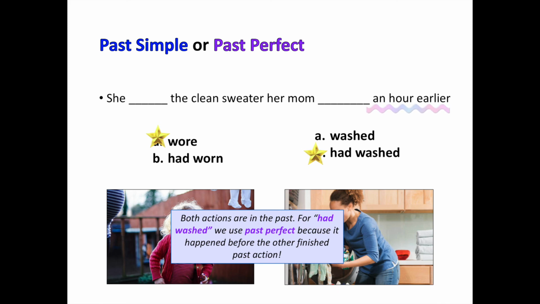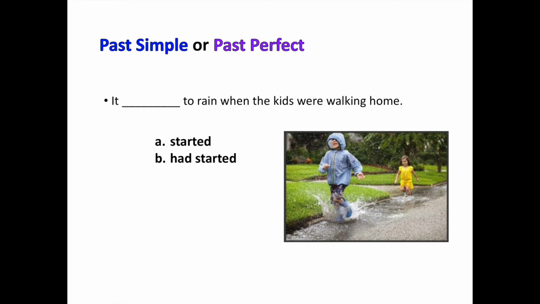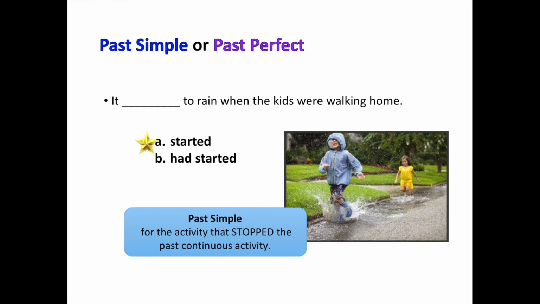So when you see something like that, and you will see it on the exam, you know that this verb will be past perfect. It started or had started to rain when the kids were walking home. Look, were walking is past continuous. So what should the other verb be? Past simple. Because this verb, the starting of the rain, stopped the past continuous activity.